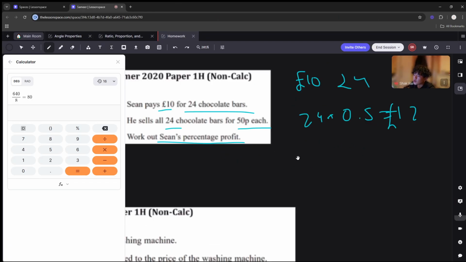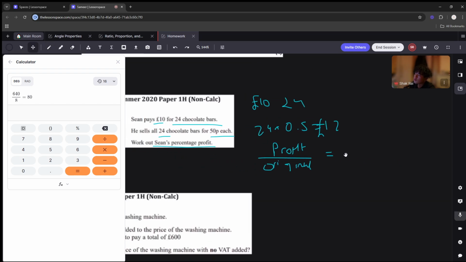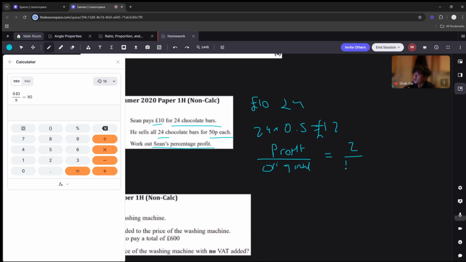So we need to work out Sean's percentage profit, and percentage profit is just profit over original. So in this scenario, it would be £2 over £10, which is 1 over 5, which is 20%.